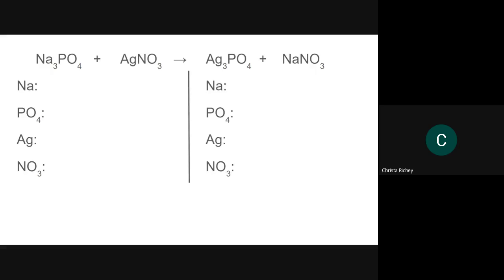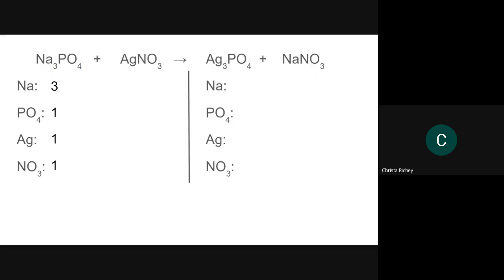How many sodiums are on the left? 3. How many phosphates are on the left if there are no parentheses? No. 1. Y'all, that 4 is attached. It's part of the phosphate ion. How many silvers are on the left? 1. There's no parentheses, so how many nitrates are on the left? 1. Just make sure you're doing it in the same order.